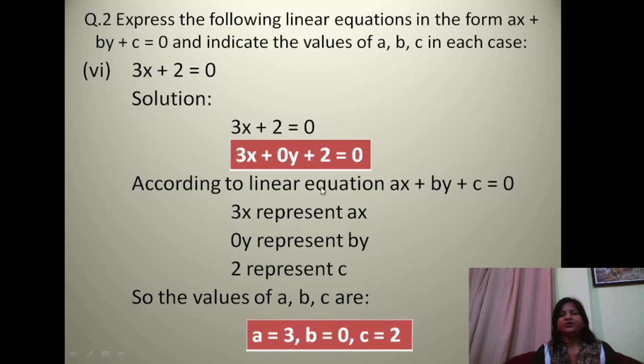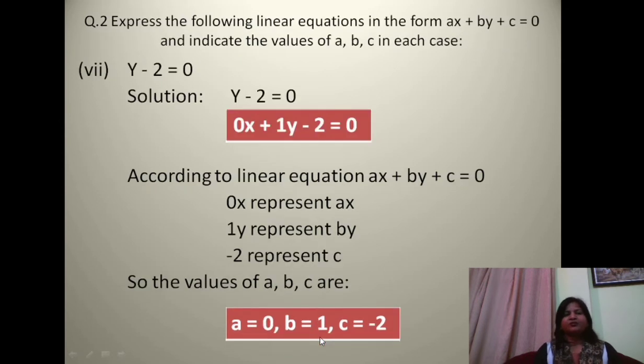According to the linear equation ax plus by plus c is equals to 0, 3x represents ax. ax means 3x, so a is equals to 3. 0y represents by. That means b is equals to 0. Also 2 represents c. That means c is equals to 2. So the final values of a, b, c are a is equals to 3, b is equals to 0 and c is equals to 2.